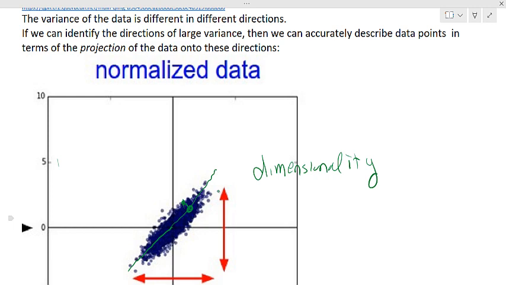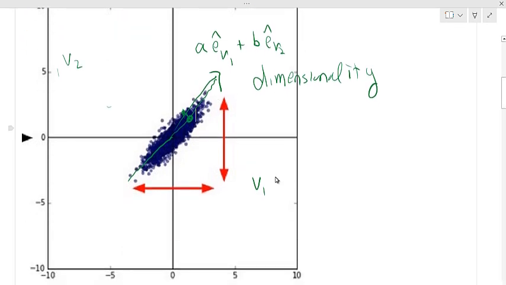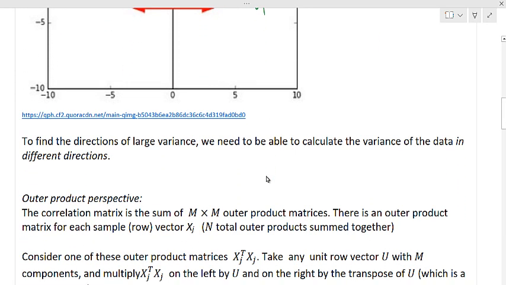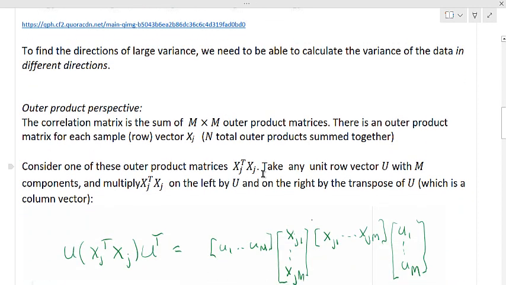Now, what does this direction correspond to? Well, if this variable is v1 and this variable is v2, this line here corresponds to a data direction vector, which is going to be A times a unit vector E in the v1 direction plus B times a unit vector in the v2 direction. Okay, so this is a data direction. Now, how would you compute the projection of your data onto this data direction? Well, hold that thought and we'll get there.